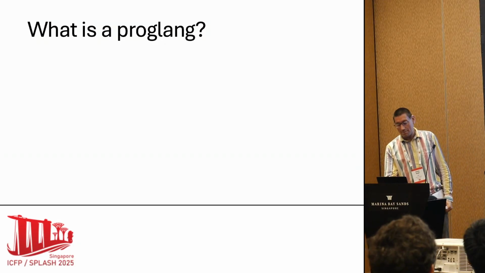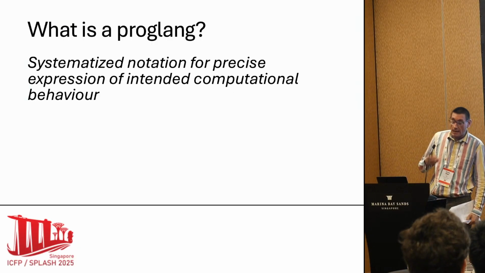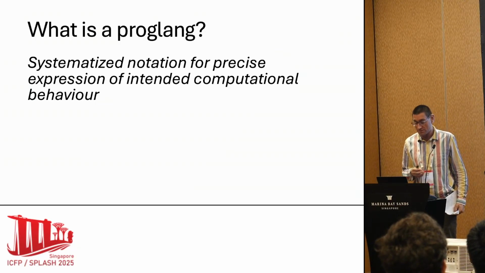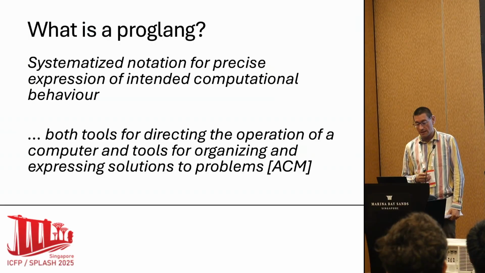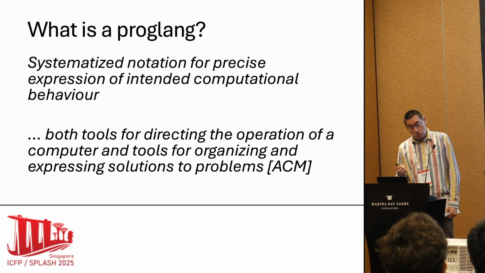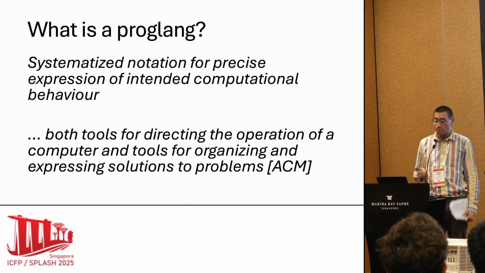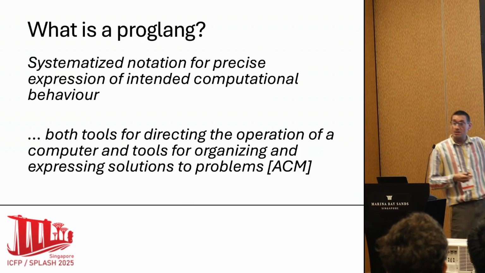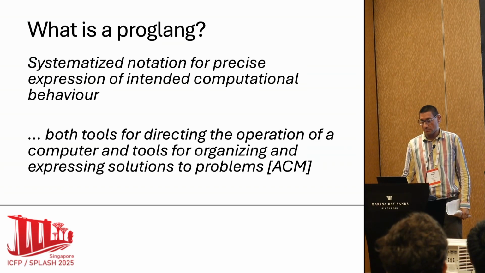What is a programming language? We are in more familiar territory here. I'm going to claim a programming language is a systemized notation for precise expression of intended computational behavior. This is what the ACM Encyclopedia says about programming languages. They're both tools for directing the operation of a computer and tools for organizing and expressing solutions to problems. So I suppose one might be for algorithmic intent and the other might be for computational execution.